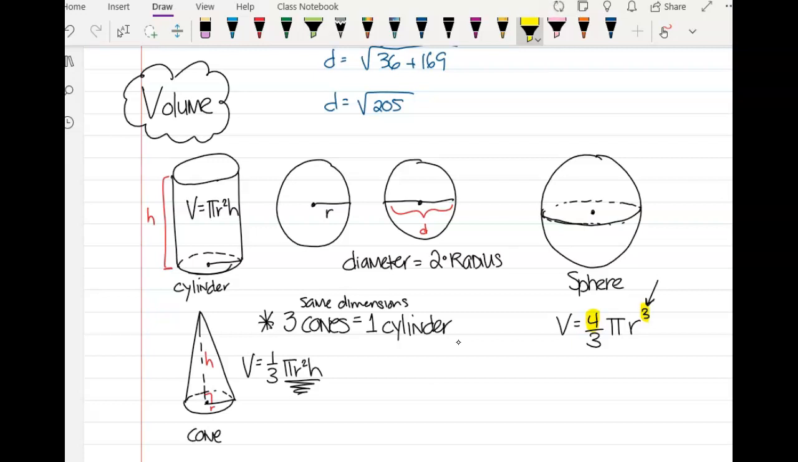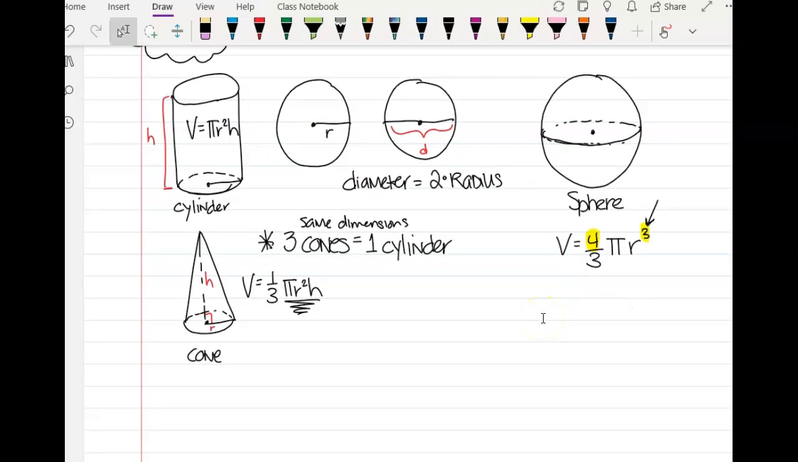And then things we did with this: just identifying what the shape is, identifying the height, what's the radius, how do we find the volume? And you might also want to do something along the lines of giving yourself an example.